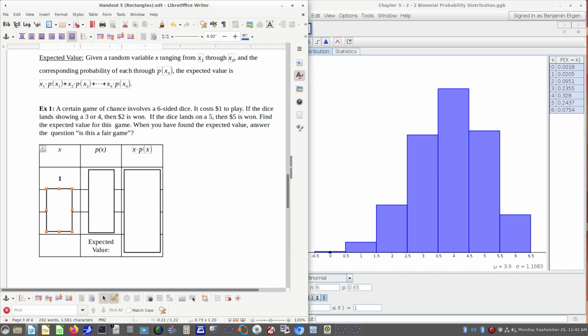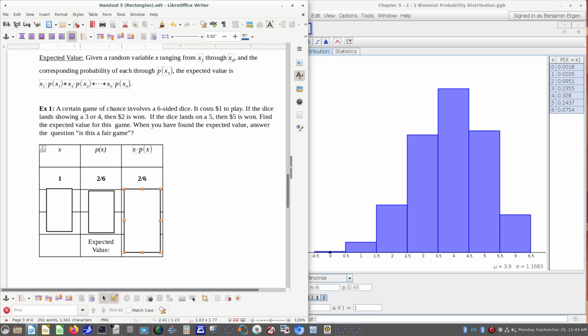So when $2 is won and it cost us $1 to play, that means that we're ahead $1. So this 1 here means that we're up $1. We have $1 more than we did before. Now that happens when we see a 3 or a 4 on a 6-sided dice. So 2 cases out of 6. That's 1/3 or 2/6. So we multiply those together, and of course 1 times anything is itself.